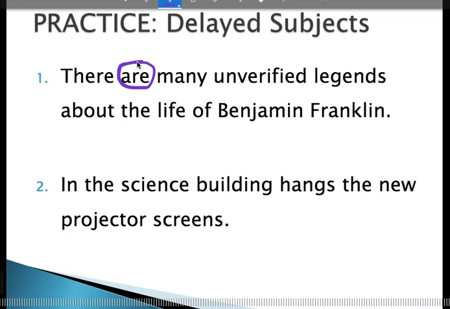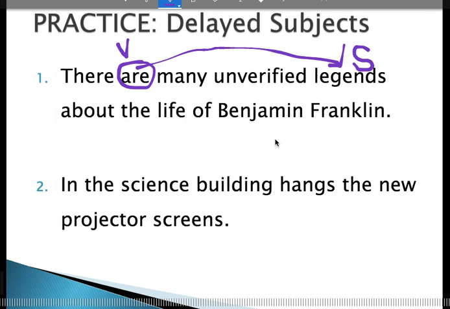And you can check that because if you weren't quite sure whether or not that was the verb, if you look through the sentence, there's no other action word. So we know that are has to be the verb here. So what is the verb talking about? Who or what are? Who or what exists? Well, if we look at this sentence, there are many unverified legends about the life of Benjamin Franklin. So what are? The legends are. So here, the verb is are, and the subject is legends. So you'll see the subject comes after the verb, making it delayed. But if we follow those steps, we'll find it anyway.